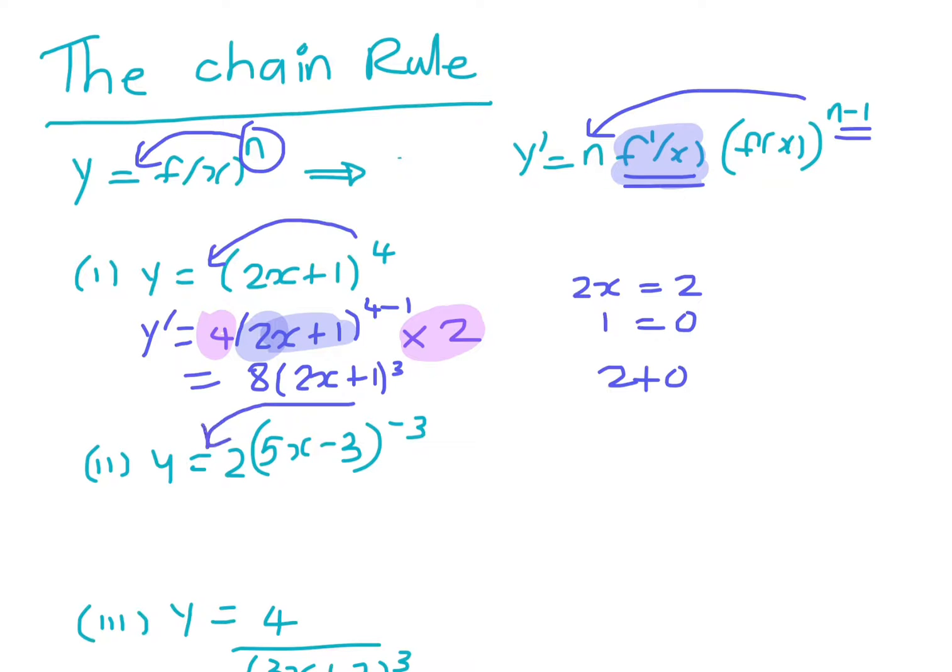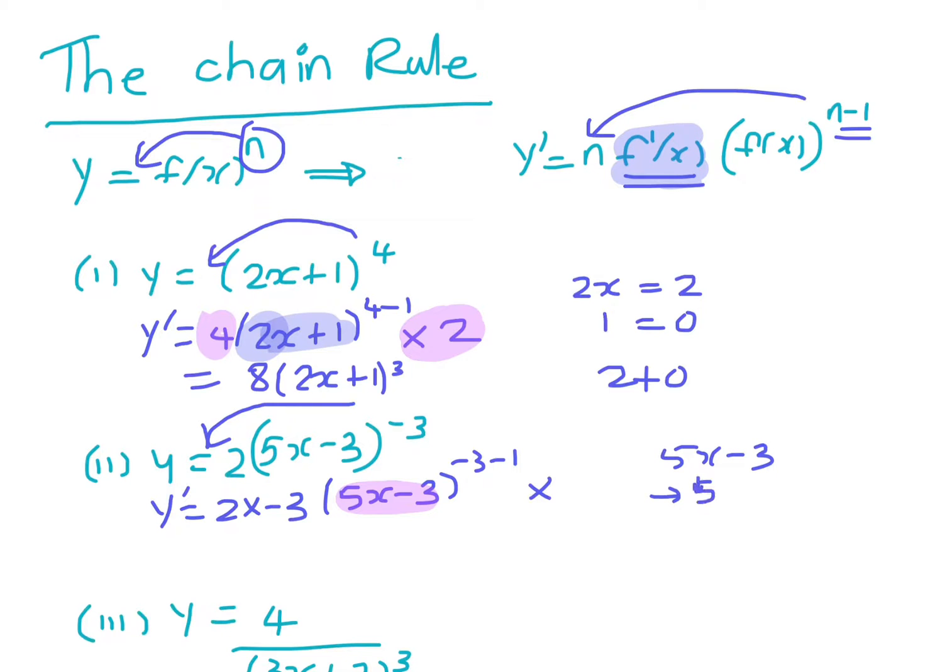Okay, so with this next one here, the minus 3 comes down the front, and that will just multiply the 2. So 2 times minus 3 comes down the front, 5x minus 3 to the minus 3 minus 1. And then you just times the derivative of what's inside. So the derivative of 5x minus 3: 5x will go to 5, and 3 will go to 0, so it's just 5. And you've just got to multiply all of the numbers together.